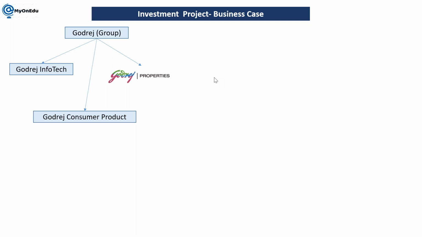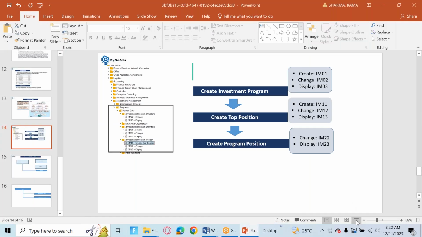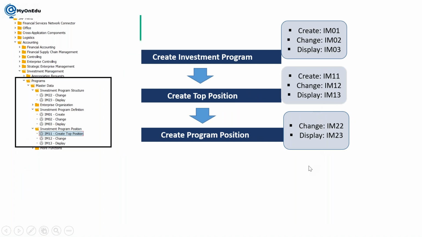So when we are going to create this, first we need to create an investment program, then we need to create a top position, then we need to create a program position. So these are the transaction codes which we are using.